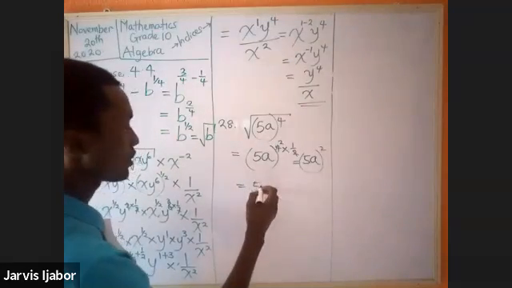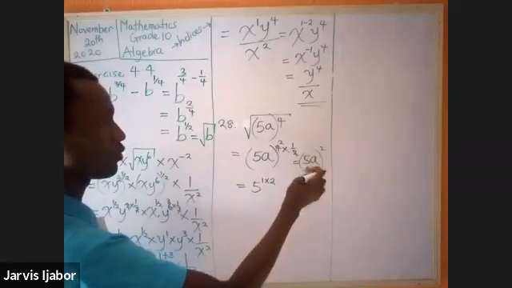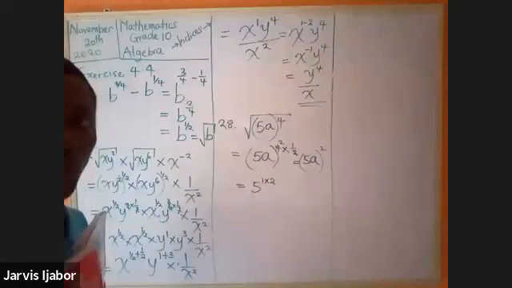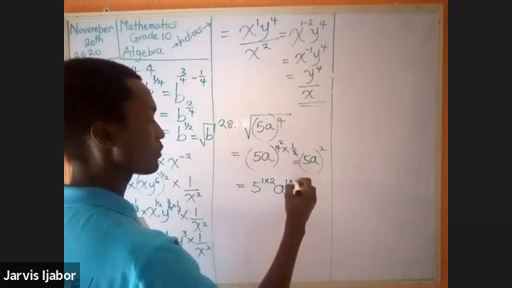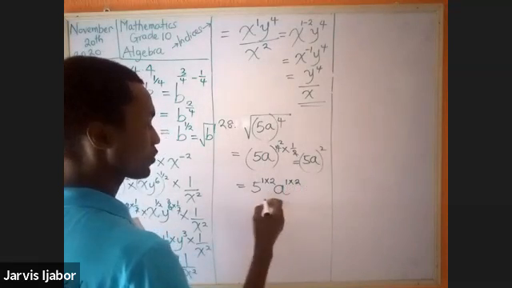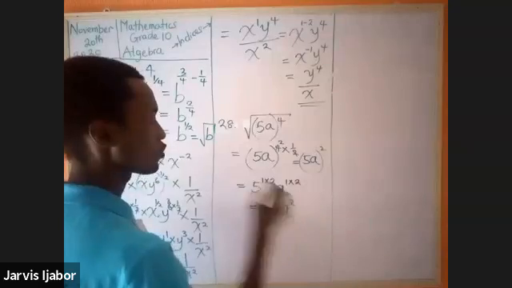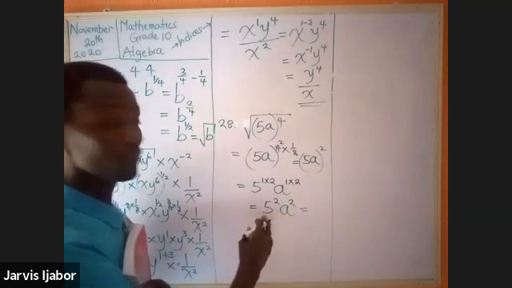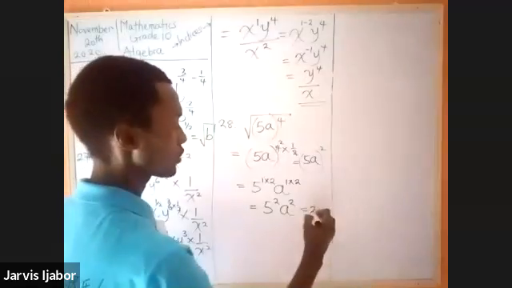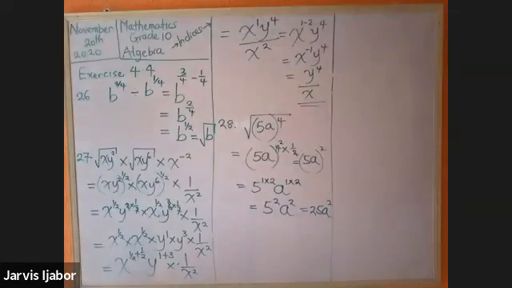So this will be 5 raised to the power of 1 times 2, because you know that any number written on its own is to the power of 1. And this will be a raised to the power of 1 times 2. And that will give us 5 to the power of 2, a to the power of 2. You can further simplify this one if the index is not very big, and this will be 25a squared. So that takes care of question 28.